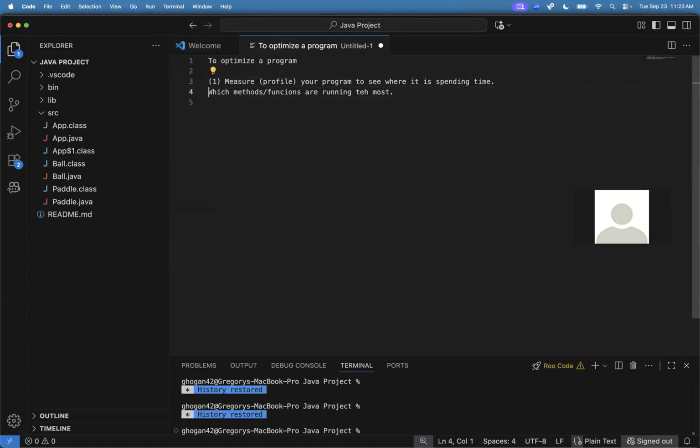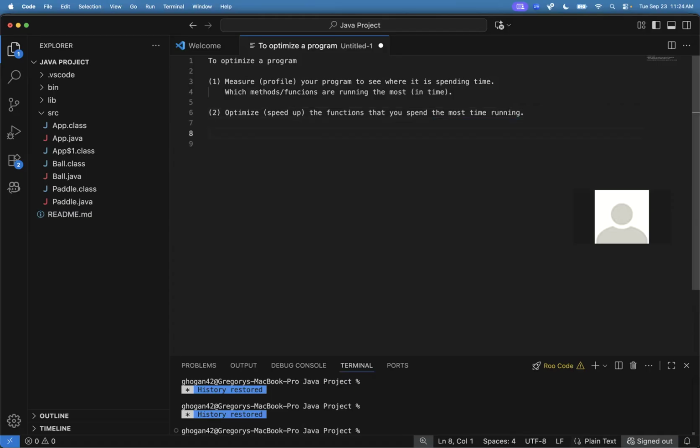So, all right. You got to know which functions are running the most in time. After you do that, you want to optimize the ones that are, right, speed up the functions that you are spending the most time doing, right? And I hope that makes sense.